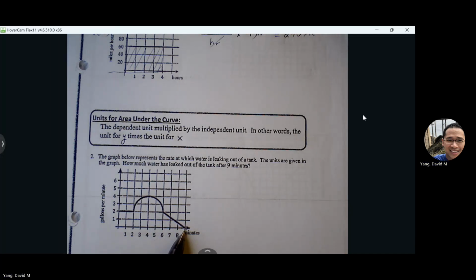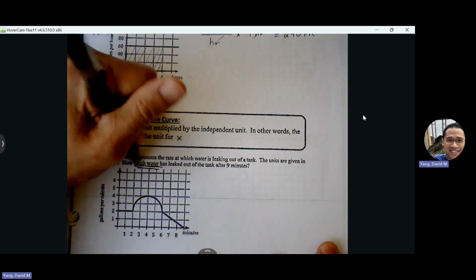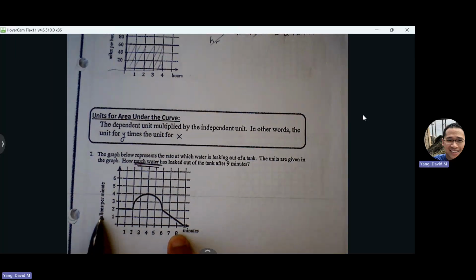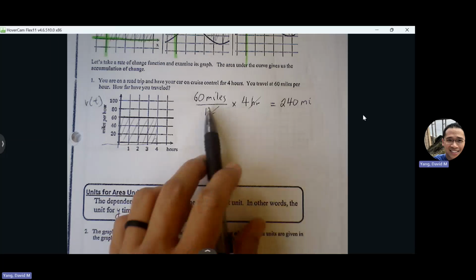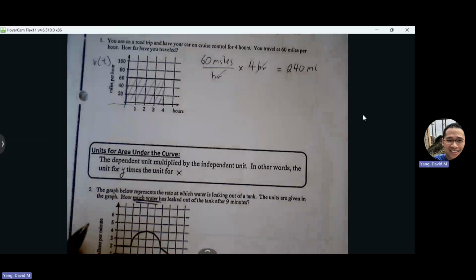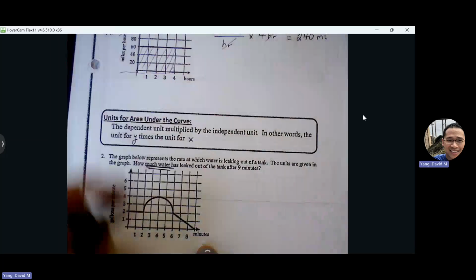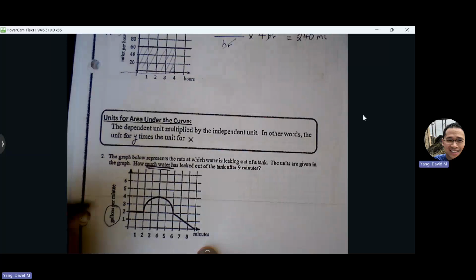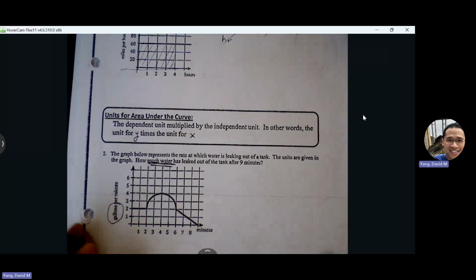Okay. So how much water has leaked out of the tank after 9 minutes? So we know that we're looking for the amount of water, so our units will have to change. And what's happening is that we're multiplying gallons per minute times minutes. So whenever we're trying to find an area, we're always going to multiply units. And just like here, right? If you find area, you're going to be multiplying units. If you multiply a rate by a time, you're going to end up with the amount in gallons. So we're just going to be involving area.